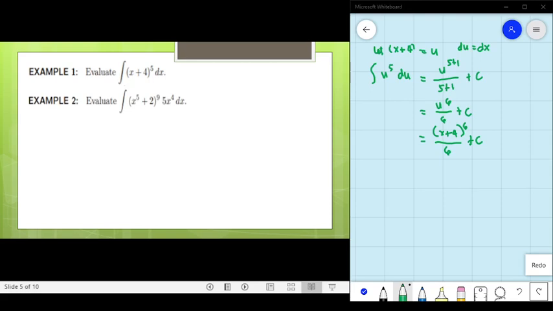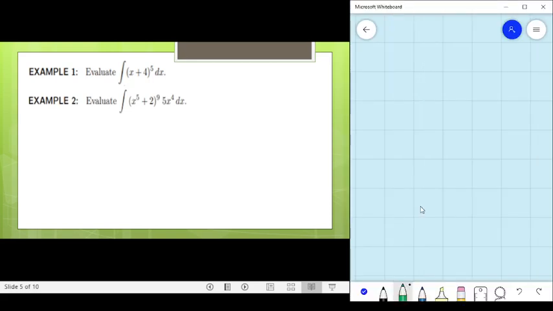In example number 2, we are going to find the antiderivative of quantity x to the 5th plus 2 exponent 9 times 5x to the 4th dx. Okay? If we are going to let u be x to the 5th plus 2, then the derivative of u is equal to 5x to the 4th dx, right? So therefore, the 5x to the 4th dx can be replaced with du, and this one can be replaced with u. So this will be the same as u to the 9th du.